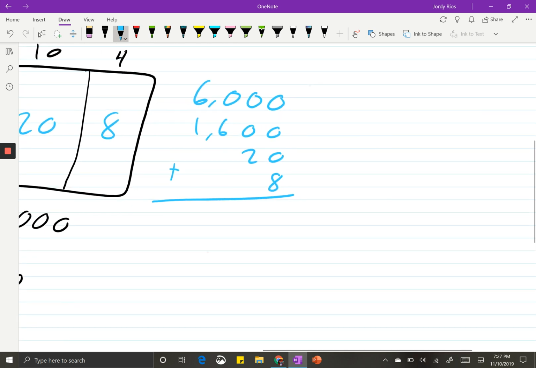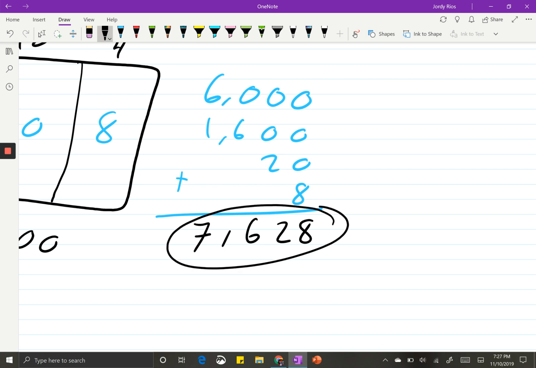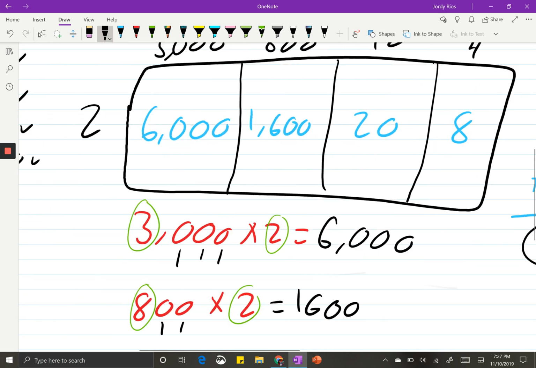Okay. So notice that again, everything is lined up. Everything has its correct place value. So when I add this up, 0 plus 0 plus 0 plus 8, 8, 0 plus 2, 2, 0 plus 6, 6, 6 plus 1, 7. So my answer is 7,628.